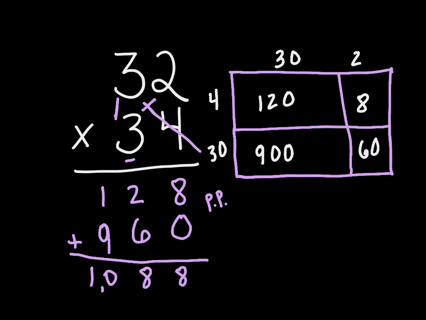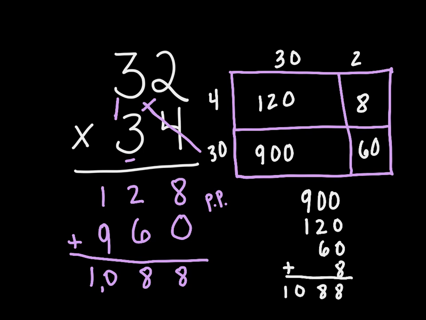So these are your partial products, and we always add our partial products. And we get, as a product, 8, 8, and 10, 1,088. And we have a check using a different strategy.